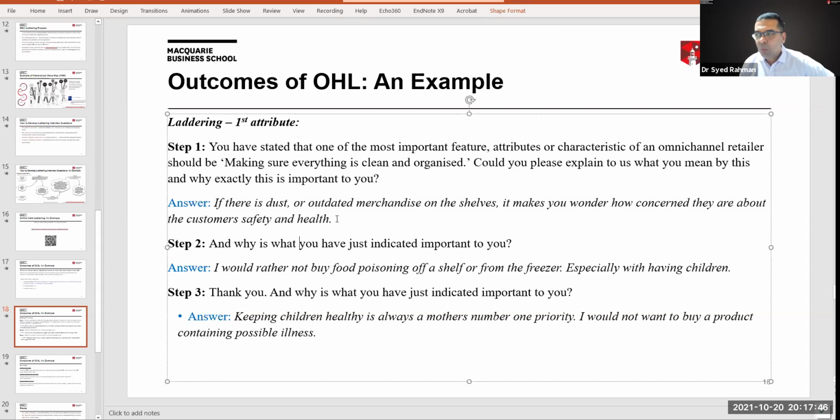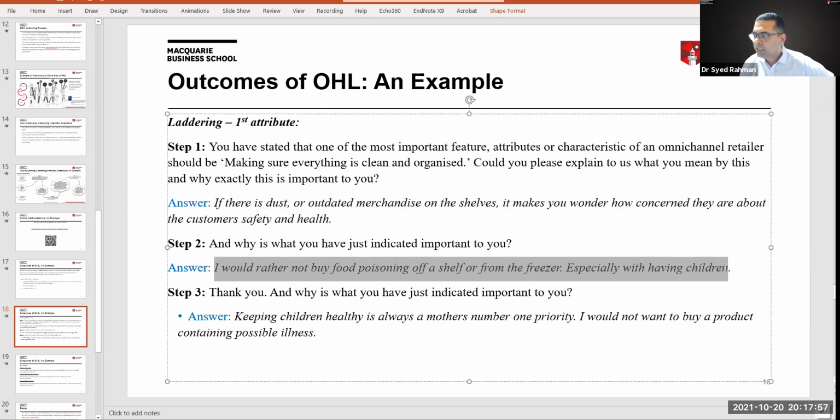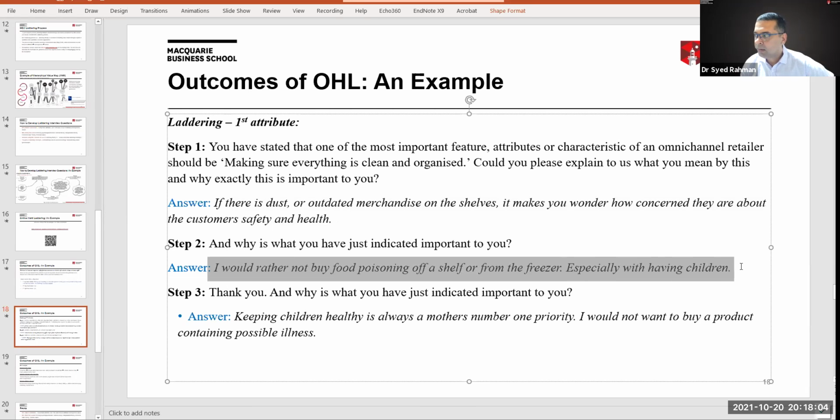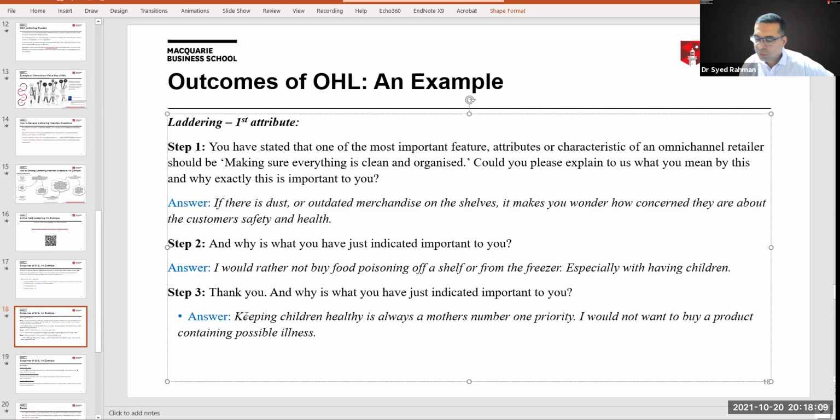Then we ask them why it is important to them. And he or she said, I would rather not buy food poisoning off a shelf or from a freezer, especially with having children. So now here we start to see that these concerns are driven by parents. And then, why is it important? Keeping children healthy is always a mother's number one priority. You see that at the ultimate level, the concern has gone from personal to a global level.